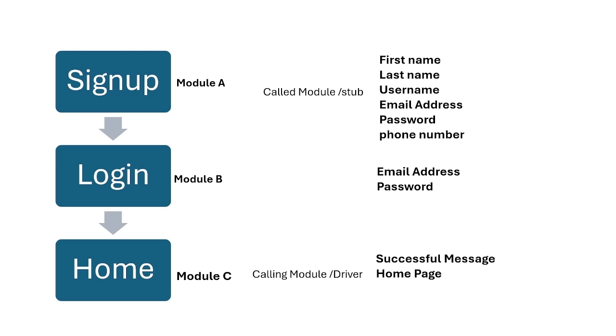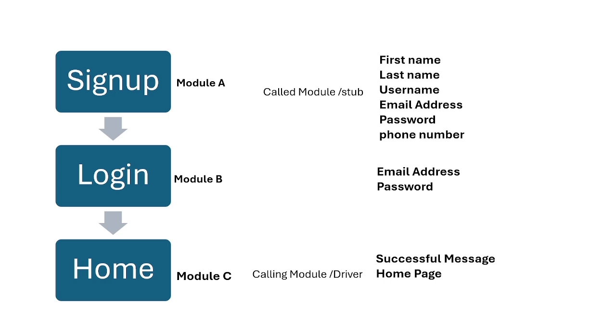So many people use Gmail, so it will be helpful for them to understand what stubs and drivers are easily. There are many modules in a Gmail account, but I have taken only three modules here: sign up, login, and home page. In the sign up page, while signing up as a user, we will enter different details like first name, last name, username, email address, password, and phone number. If we enter all this data in the fields, then it will be stored in the server.